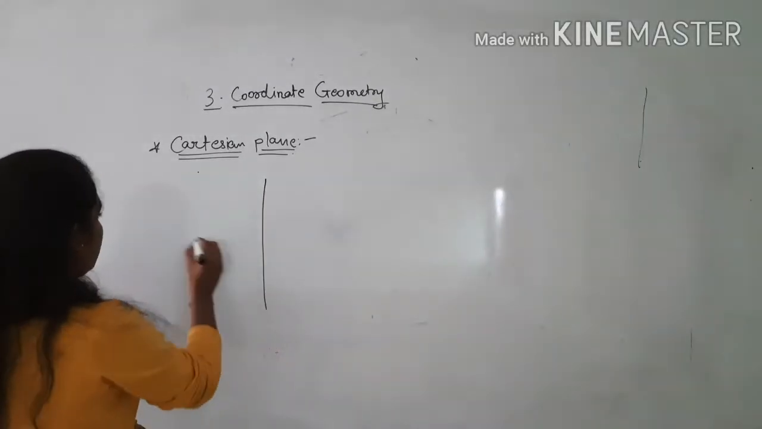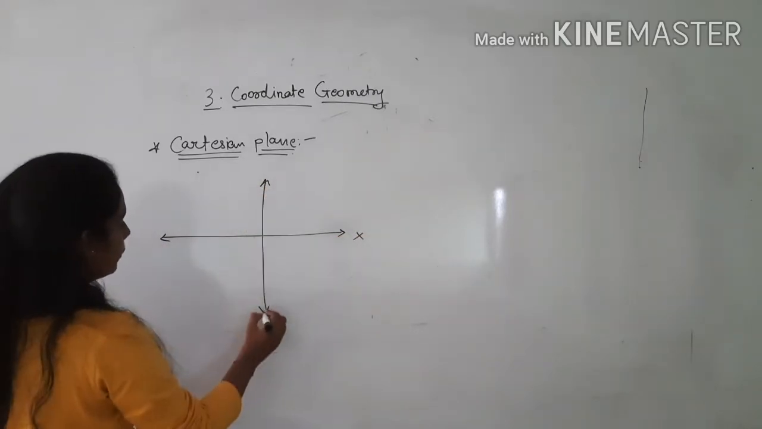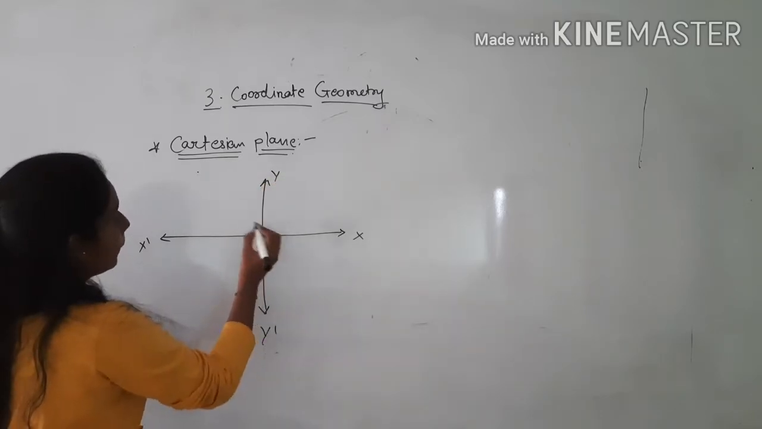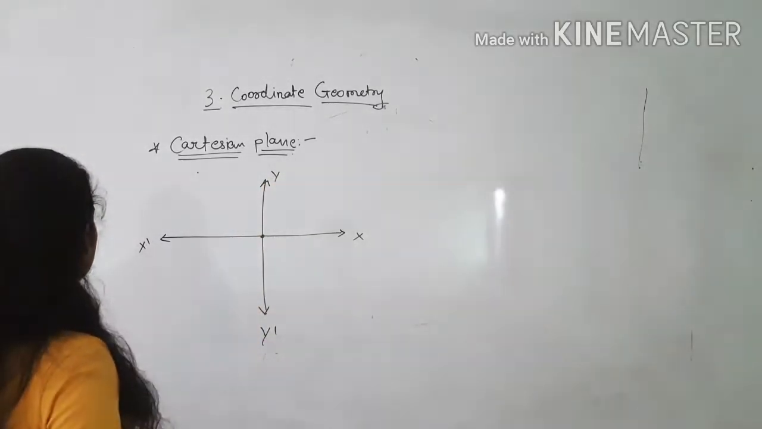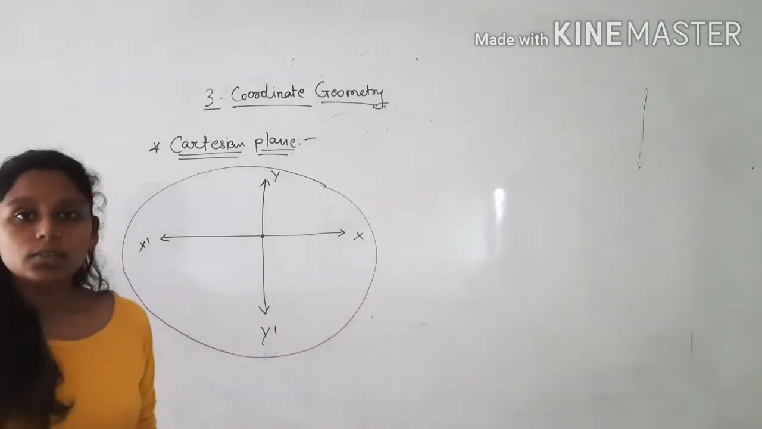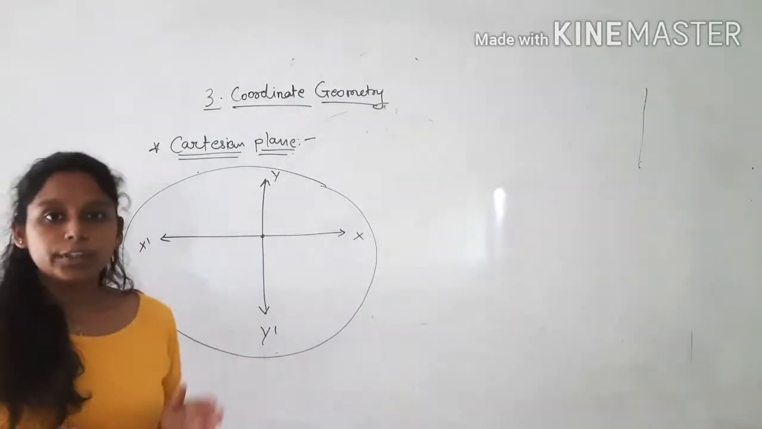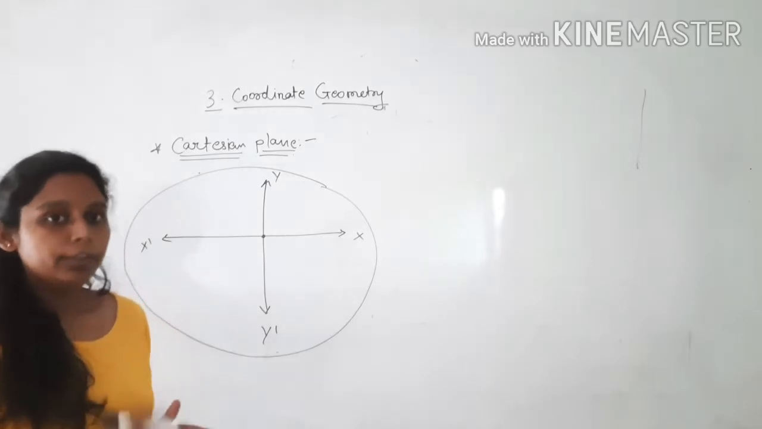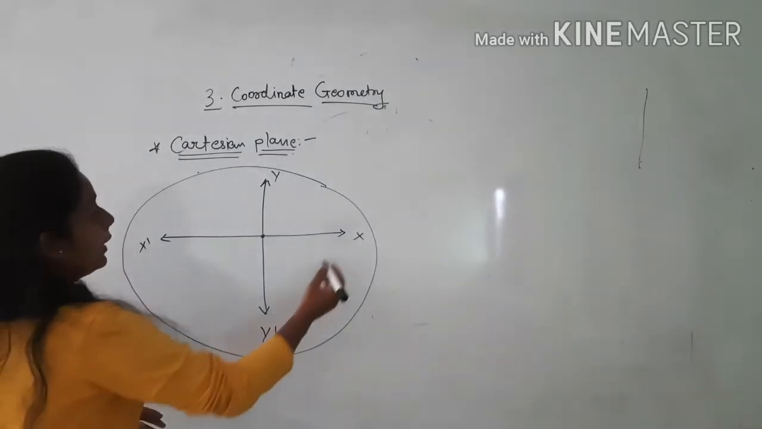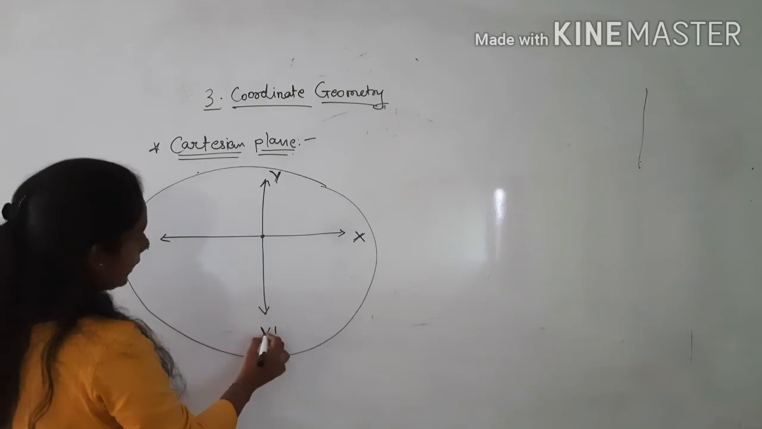For drawing a Cartesian plane, you have to draw two lines, x-axis and y-axis, which are to be intersected at a point. Okay students? So the region where x and y axis are drawn is called the Cartesian plane. I have drawn it on my blackboard. If you draw it on a graph paper, the graph paper where you have drawn the x and y axis is your Cartesian plane. Okay? While writing it, we write it x dash, y dash.